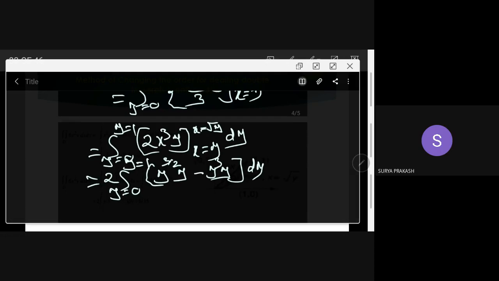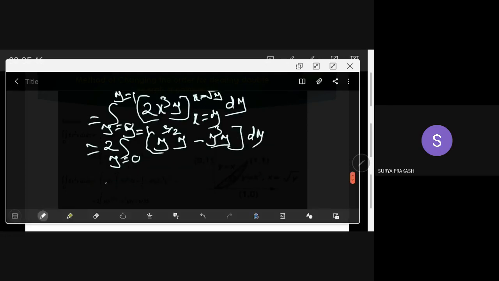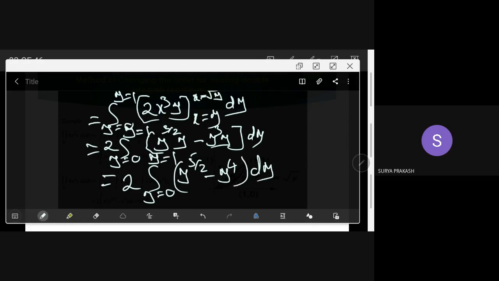So this is equal to 2 into integral of y from 0 to 1, and 3 by 2 plus 1 means 5 by 2. So y power 5 by 2 minus y power 4 will be there, and dy. That's all. You can do this one and write it.